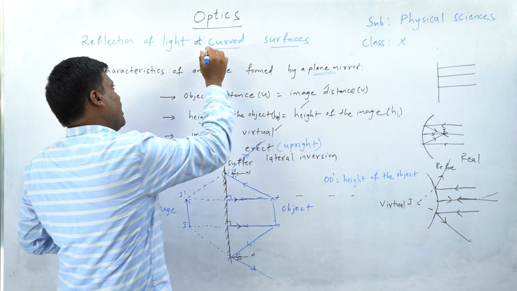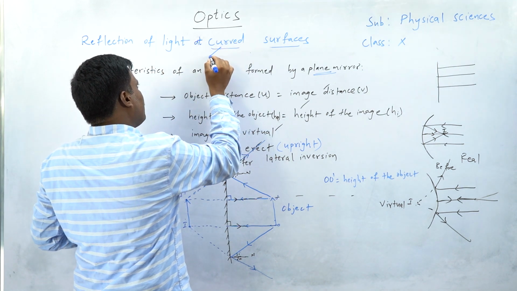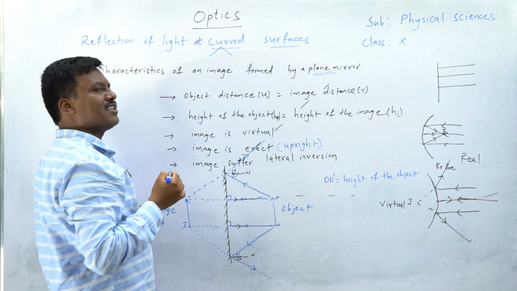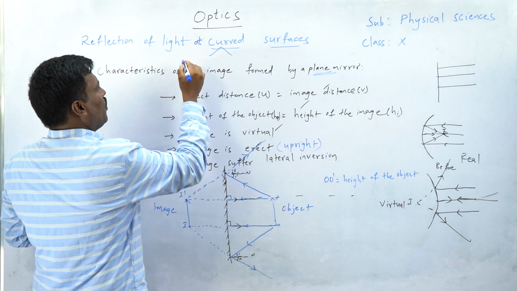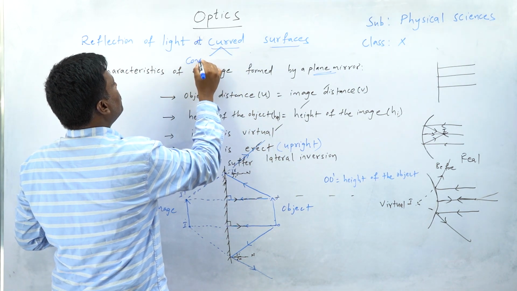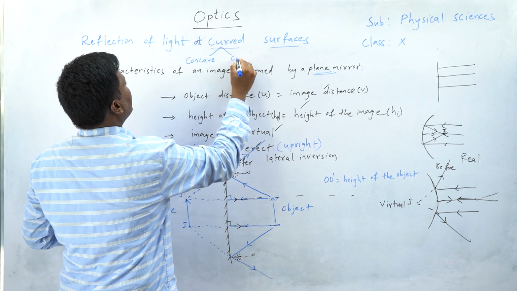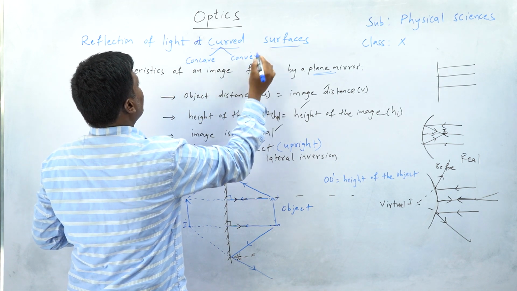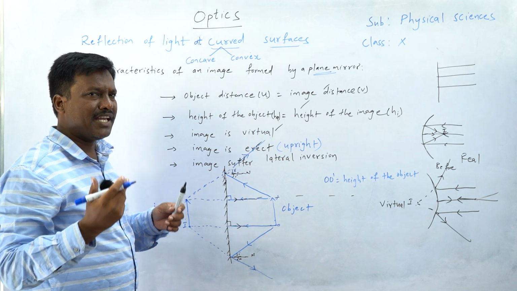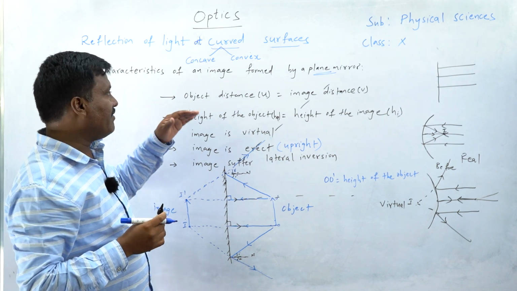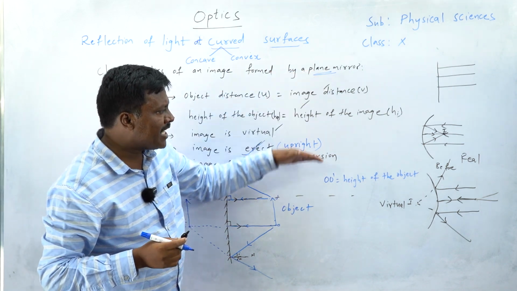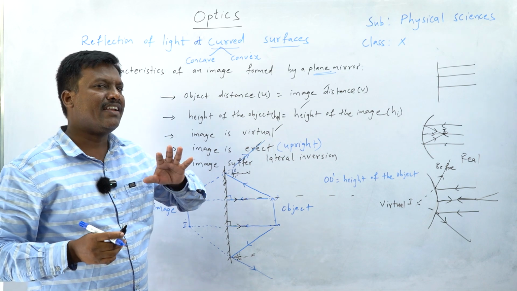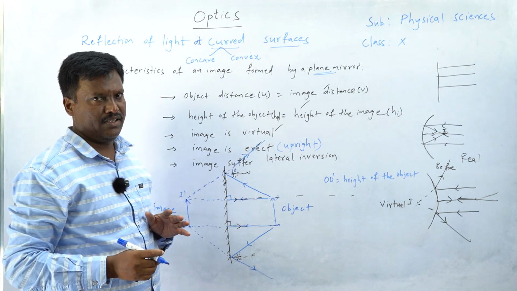Why did I recall all these characteristics of the image formed by the plane mirror? Because we have two types of curved mirrors in this lesson. One is the concave mirror and the other is the convex mirror. These mirrors also form images. When we compare the images formed by the plane mirror with these mirrors, we will understand the lesson in an easy way. Okay?